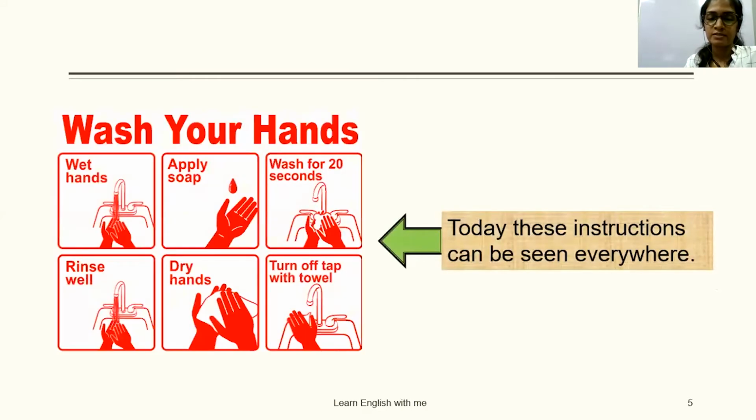So as today's video is fully focused on the imperatives for instructions, we are also going to take a detailed view on instructions as well. So look at this one. These sets of instructions can be seen almost everywhere nowadays regarding this pandemic situation. So this shows how you have to wash your hands, okay? So first of all, you have to wet your hands, then apply soap and wash for 20 seconds, at least 20 seconds. Then rinse well, dry your hands, and finally turn off the tap with a towel. And all these statements are imperatives for instructions.